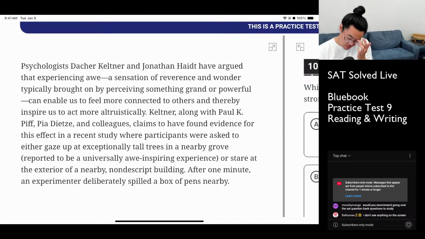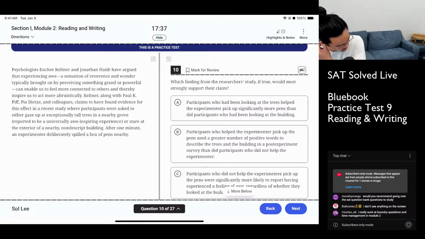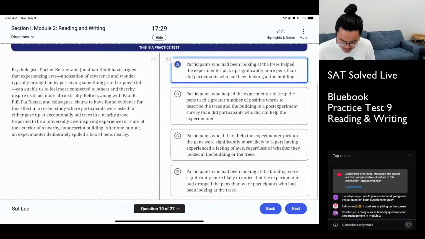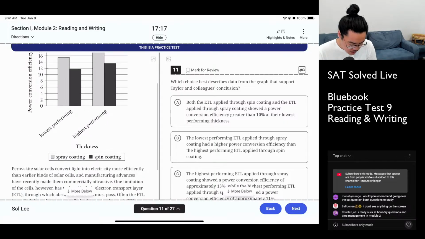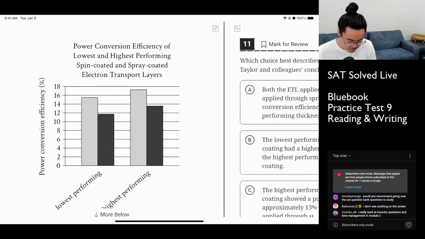So, okay, basically, if you look at trees, you should be helping with the pens. You should be altruistic. Which finding would support the claim? The claim, which is that it increases altruism. If you look at trees, picked up more pens. Oh, that is exactly what I predicted, and it's correct. It's answer choice A, so I would move on. If you're nervous about moving on from an answer choice after you completely predict it, then just bookmark it and come back to it. It's fine. I'm not going to do it, though, because I know that was exactly my prediction. I was very confident in my prediction.